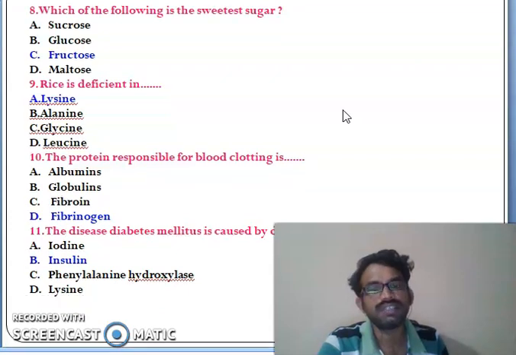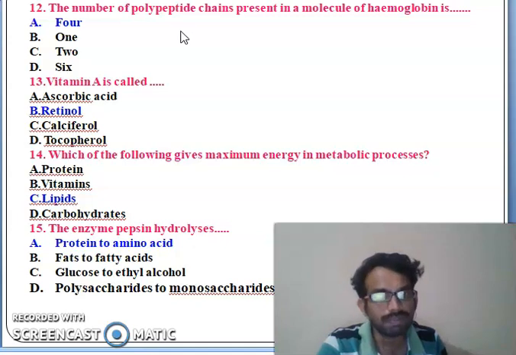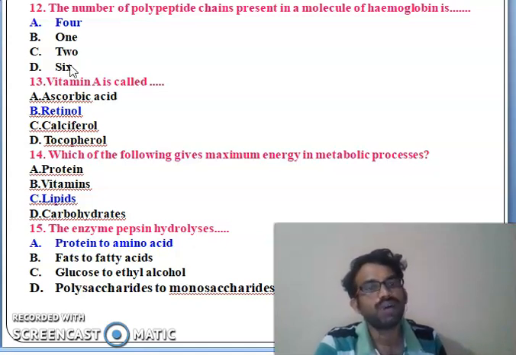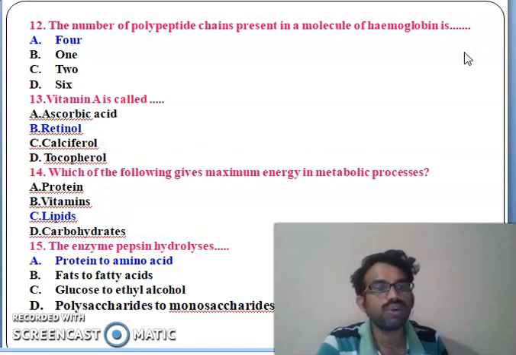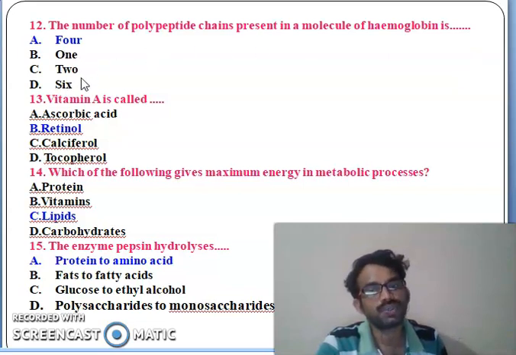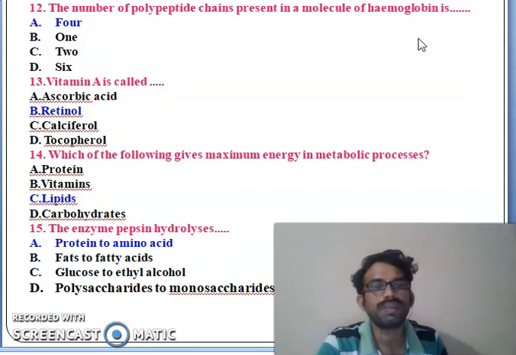Now the 12th bit: the number of polypeptide chains present in a molecule of hemoglobin is? In one hemoglobin, how many polypeptides are present? 4, 1, 2 or 6. So 4 is the correct answer. 4 polypeptide chains are present in the hemoglobin protein.